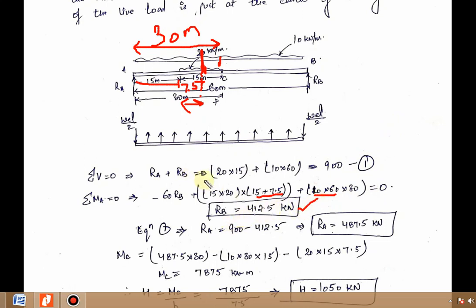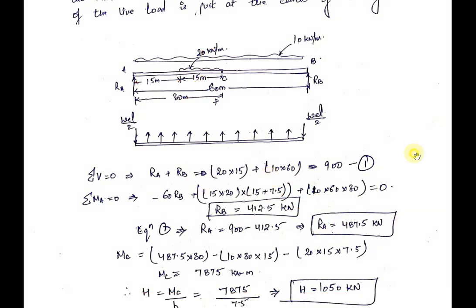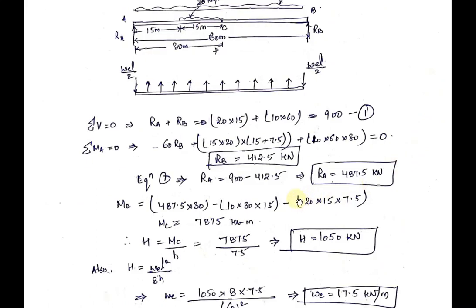Now just put the value of RB in equation number 1, you will get the value of RA, which will come out to be 487.5 kilonewton. Now let's find out the value of MC. MC was the bending moment at C due to the external loads. If you want to find out the bending moment at C due to the external load, either we can take the left part of the section or we can take the right part of the section. In this numerical, I have taken the left part of the section.